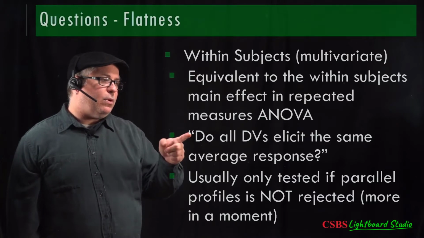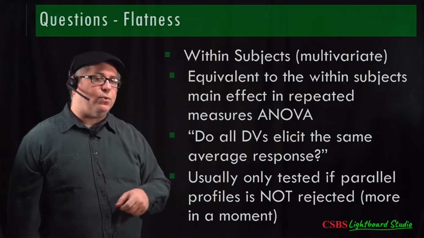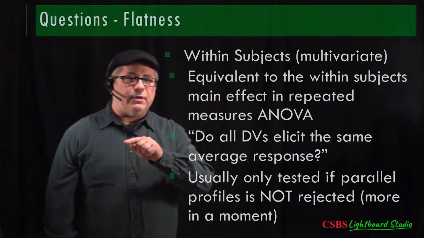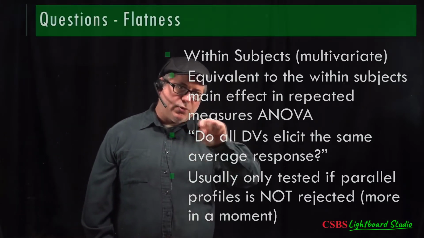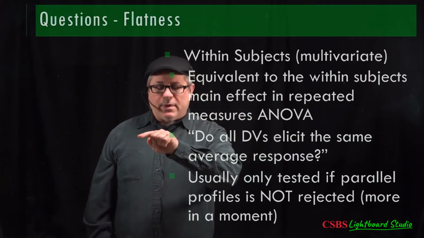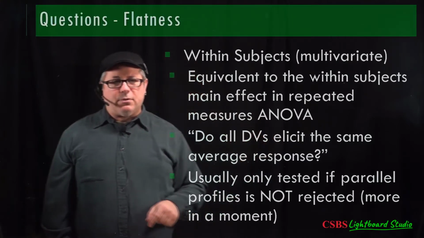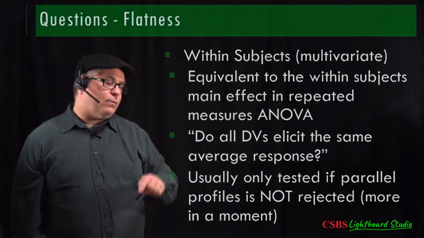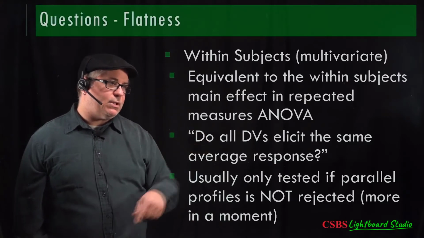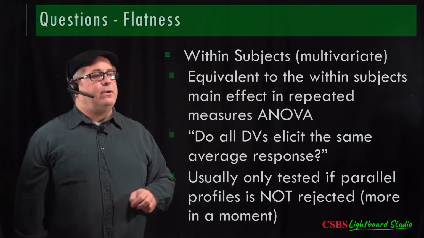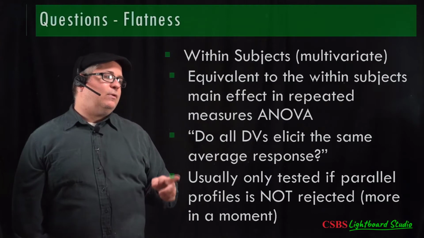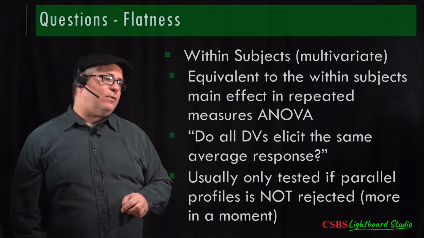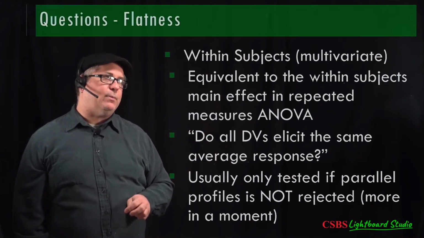So basically, do all the DVs elicit the same average response? Again, this is ignoring groups and just trying to see if we're getting the same average if we average across groups this time. Do we get the same average across time for all the DVs, or across the DVs if they're different commensurate DVs? This is usually only tested if parallel profiles is not rejected. What the hell does that mean?